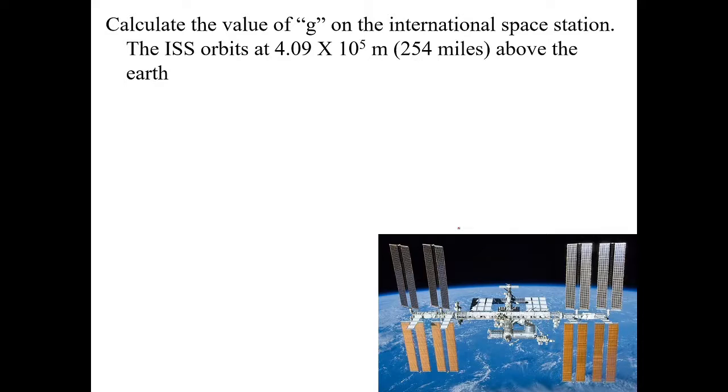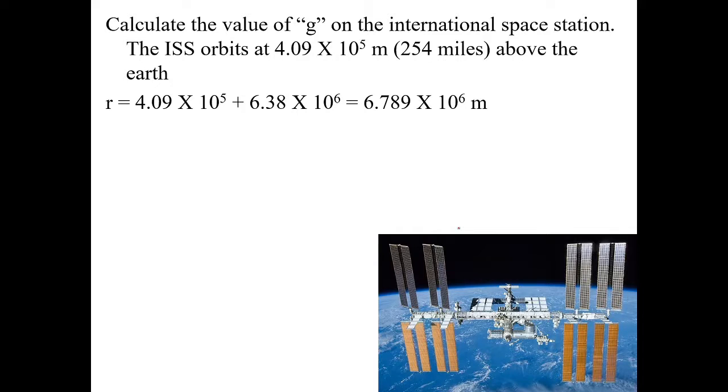So today is probably the last video doing some problems with Newton's laws of universal gravitation. And we'll start off thinking about the International Space Station. The ISS orbits at 4.09 times 10 to the 5th meters above the Earth, which is about 254 miles. And you can actually see it sometimes when it makes a passage across the sky. I haven't personally seen it, but I've seen videos of it.